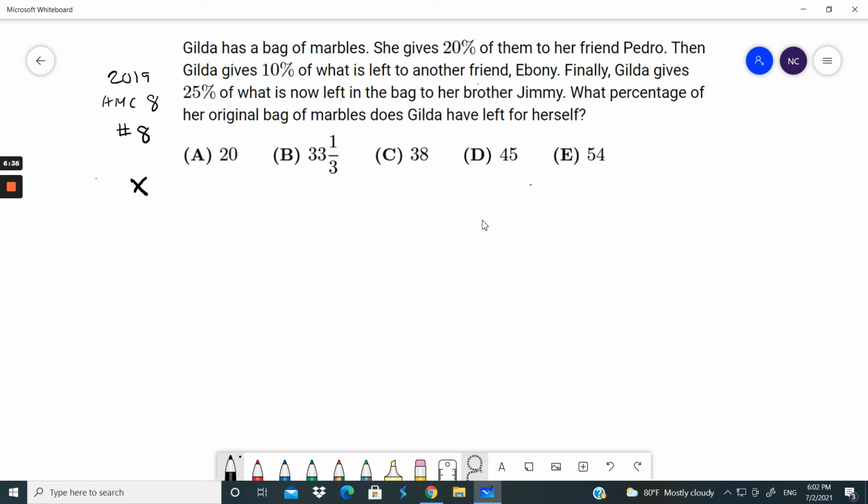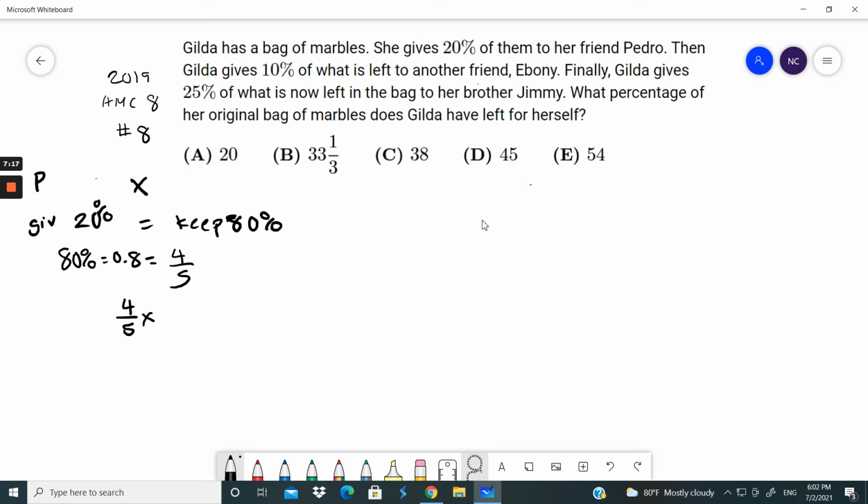She started with X marbles and she gave 20% of them to Pedro. Giving 20% away is the same thing as Gilda keeping 80% of her marbles. So all we really need to do is figure out what 80% of X is. And 80% is the same thing as 0.8, which is the same thing as 4/5. So we know that 4/5 of X is remaining after she gives 20% to Pedro. Let's just call this P.